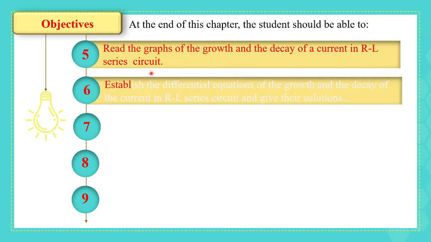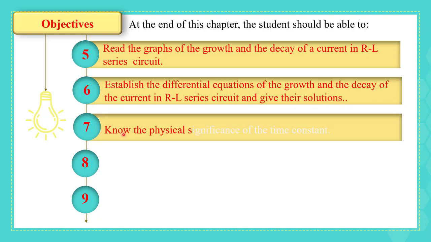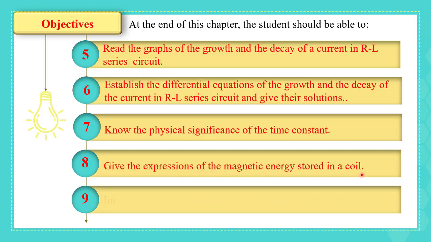establish the differential equation of the growth and the decay of the current in an RL series circuit and give their solution, know the physical significance of the time constant, give the expressions of the magnetic energy stored in a coil, and interpret the spark produced when switching off a circuit.